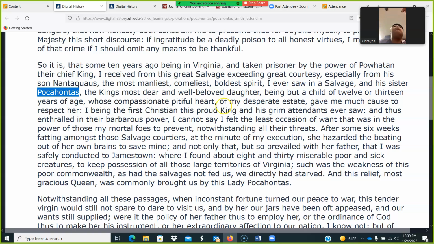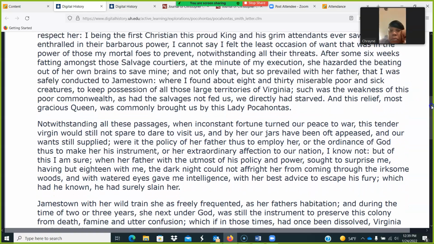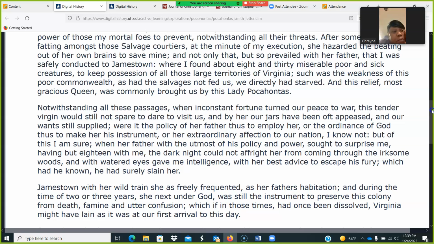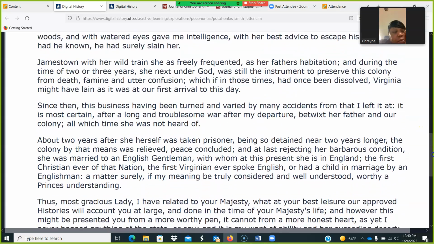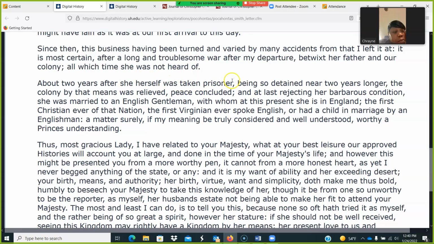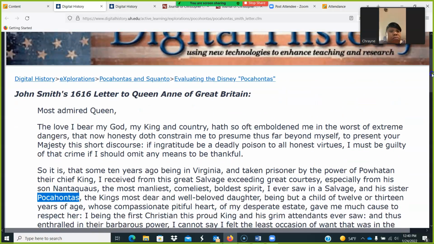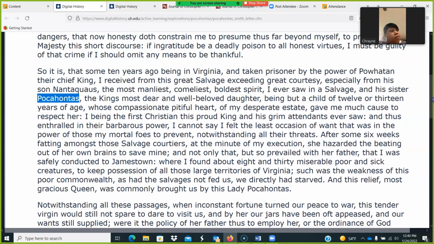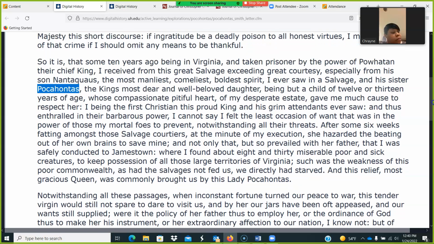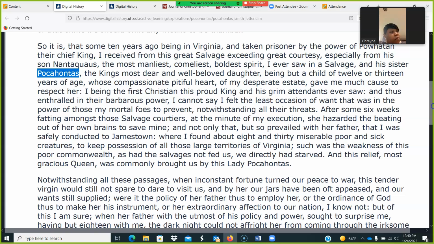okay? And she ends up being imprisoned by her father for defending these explorers. And it says down here toward the bottom, about 2 years after she herself was taken prisoner, being so detained near 2 years longer, the colony by that means was relieved, and she ended up marrying who? John Smith. John Smith. So let's do a little bit of math. She's either 12 or 13 when they meet, and this is 2 plus 2 years later. How old is she when they get married?